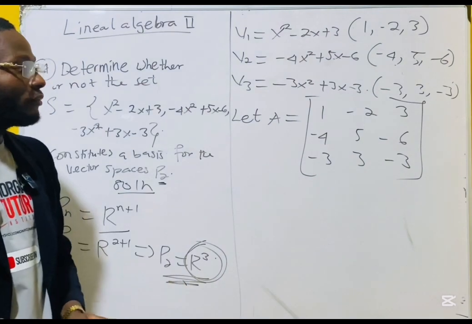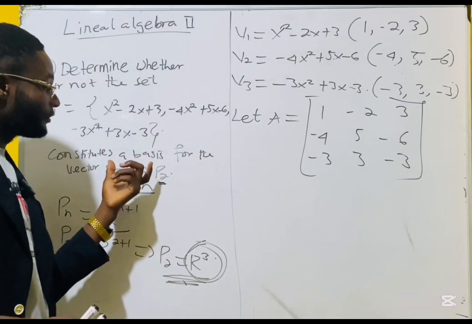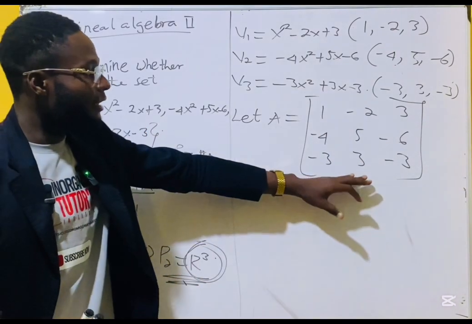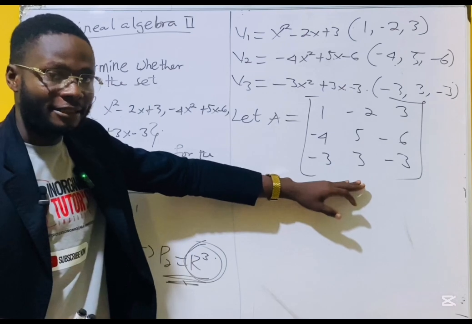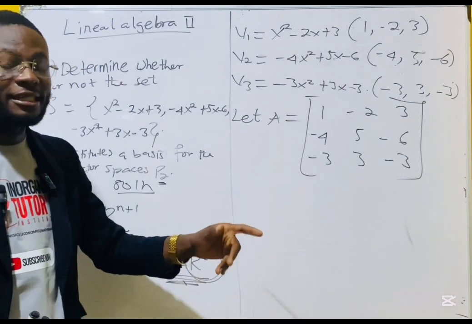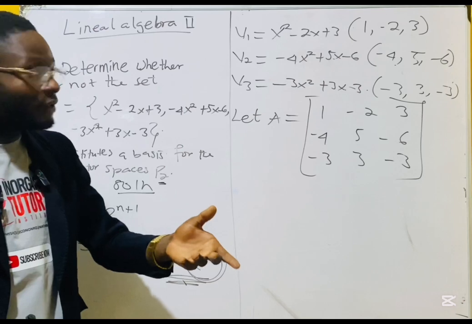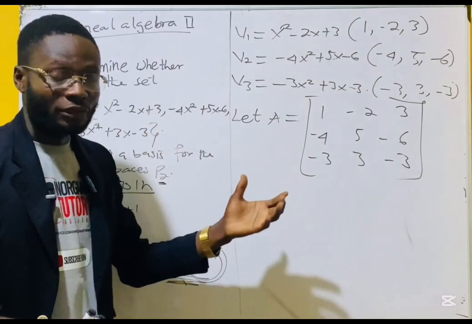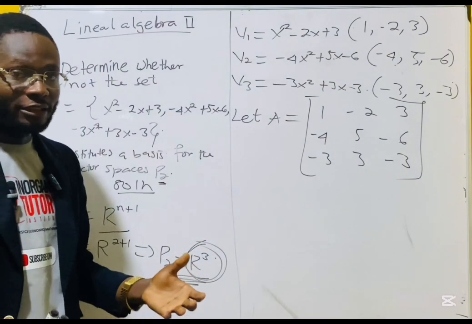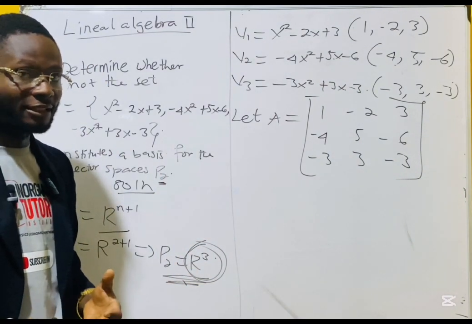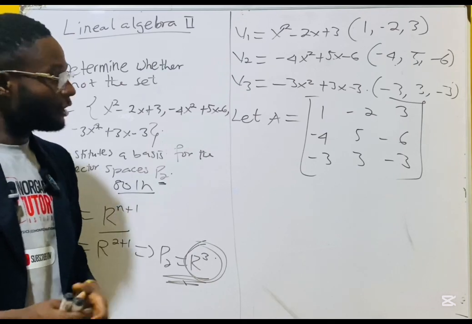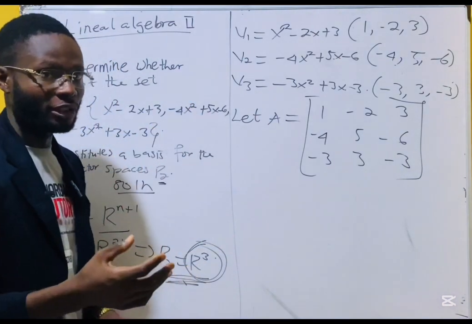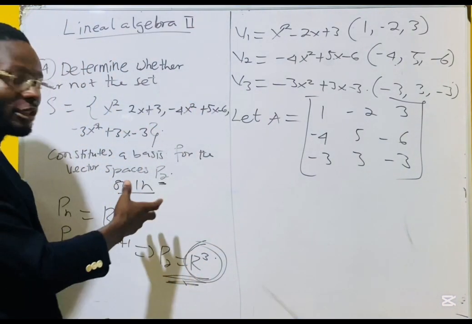Whenever you have this kind of question, first of all, check if it is a square matrix. If it's a square matrix, then just find the determinant. If it is not equal to 0, then you can say that it forms a basis for the vector space. But if it is not a square matrix, then you have to use elimination, the Gaussian elimination or the Gauss-Jordan. But this is a square matrix, so we can just find the determinant and check that it is not equal to 0. Once it is not equal to 0, then hooray.